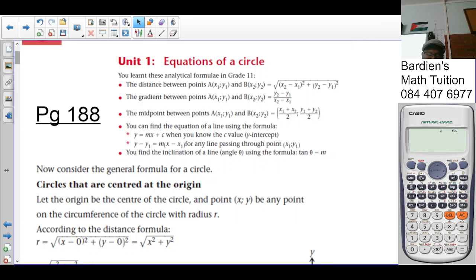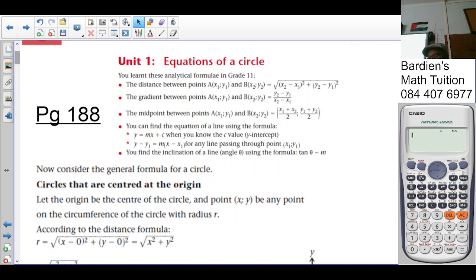Then we spoke about the equation of a straight line, which will always be in the form of y is equal to mx plus c, unless the line is parallel to the x-axis, which will have y equals whatever it's going through, or it's parallel to the y-axis, which will have x equals whatever point it's going through on your x-axis.